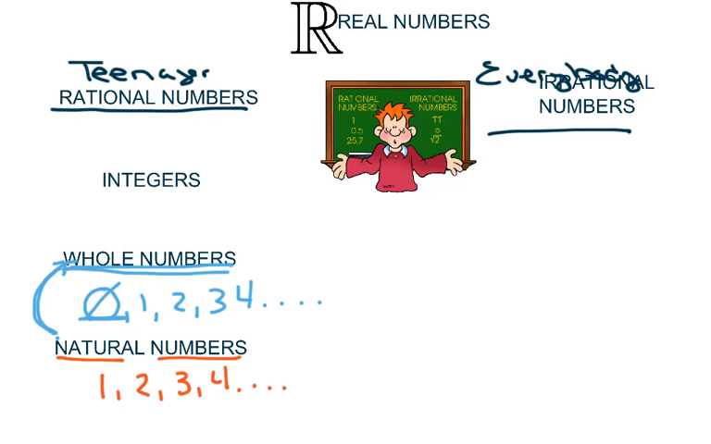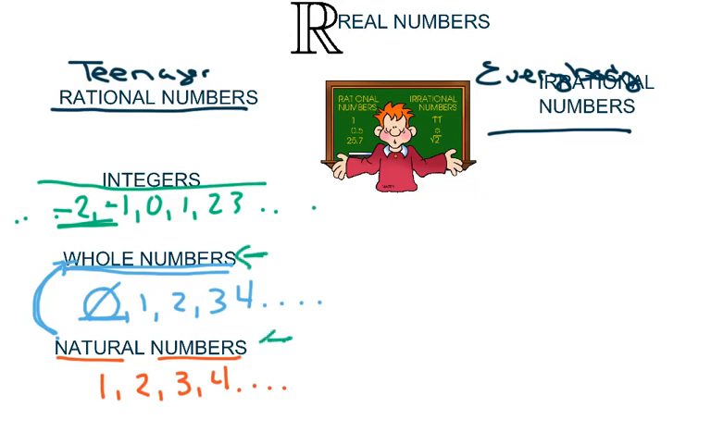The next group, when you got into middle school, well, probably elementary, about 5th or 6th grade, you came across a new thing, and it was negatives, like -2, -1. We added that to the numbers you already knew, like 0, 1, 2, 3. When you put those all in a group, that group is called integers. So integers contain your negative numbers plus your whole numbers and your natural numbers.